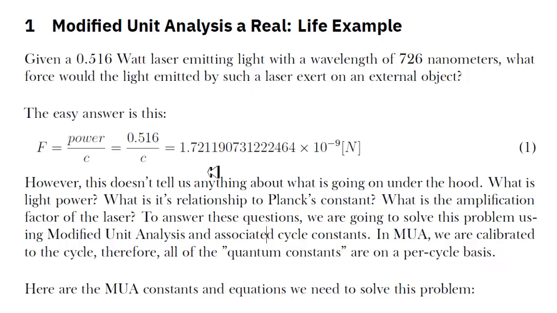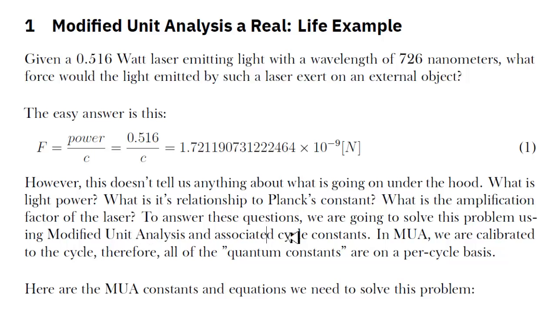So this is the easy "shut up and calculate" version, or way to calculate this value. It's quite simple, but however, this doesn't tell us anything about what's going on under the hood. What is light power? What does that mean? What is the relationship between Planck's constant and the amplification factor of the laser?